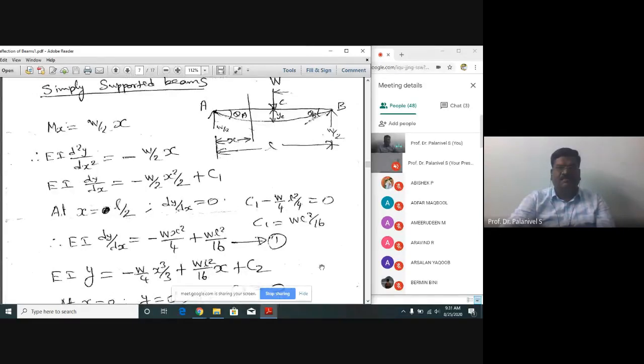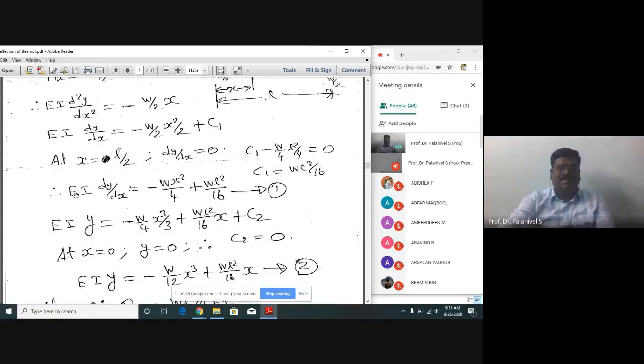Therefore, the slope equation: EI dy by dx is equal to minus W x square by 4 plus WL square by 16. This value of C1 I have substituted here. This is equation 1, which is called the slope equation.